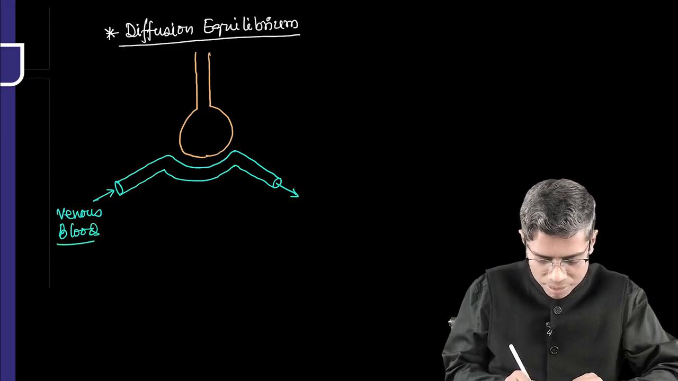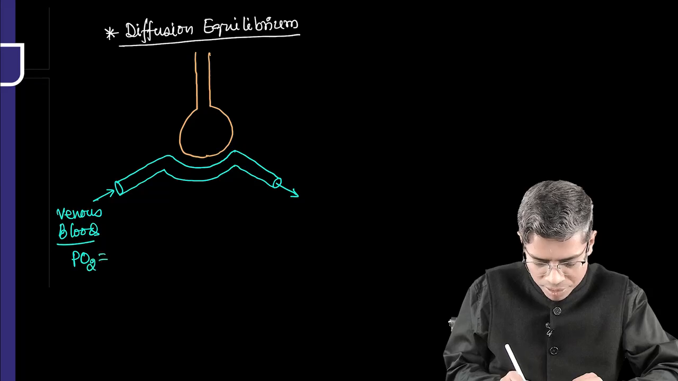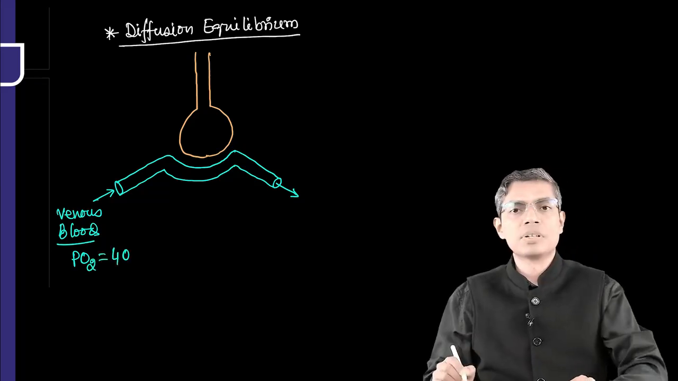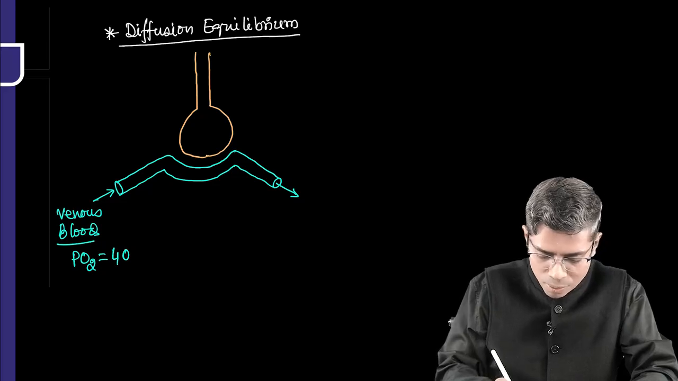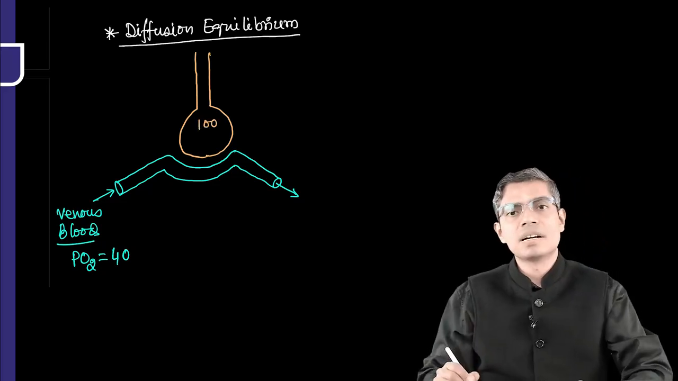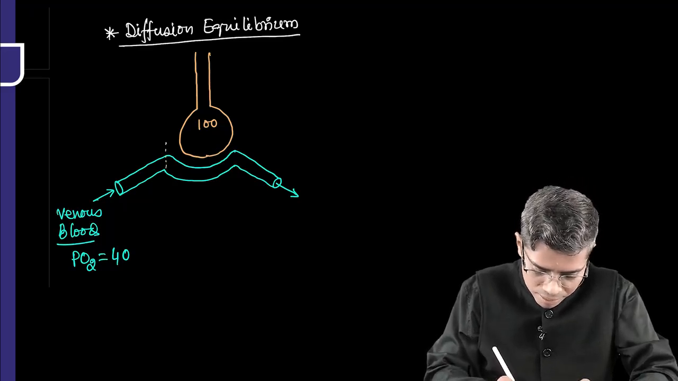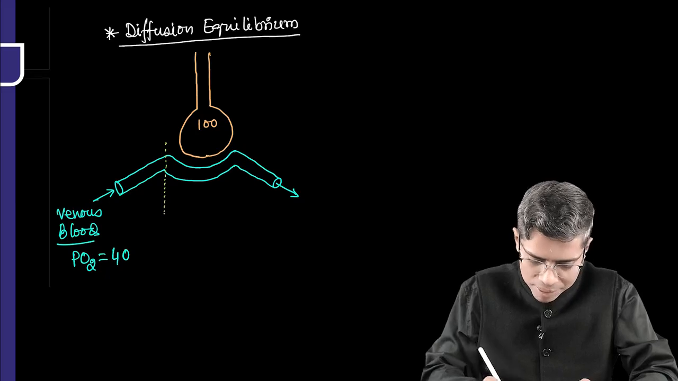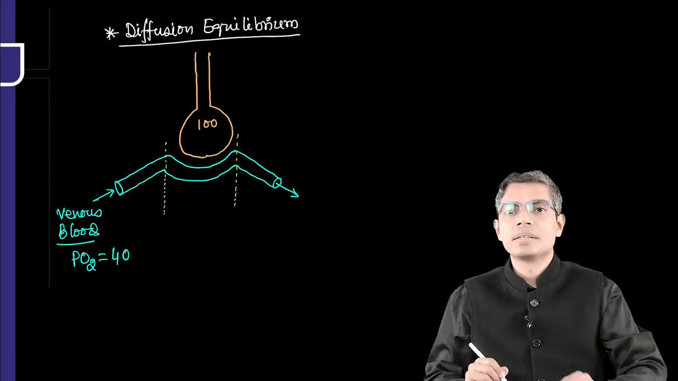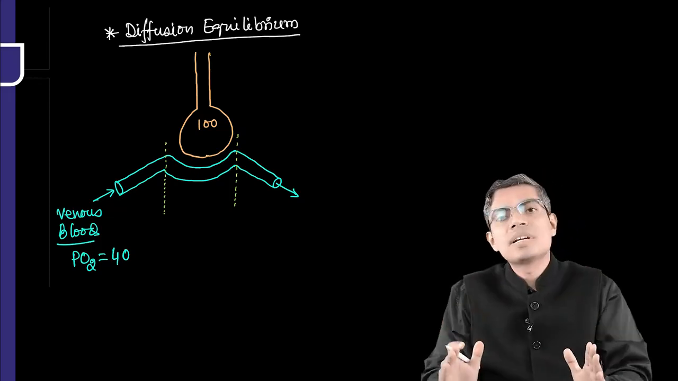I hope you remember that the partial pressure of oxygen here is 40 millimeter of mercury, and the partial pressure of oxygen at the level of alveoli is 100. And also you have to remember that this is the starting point of capillary and this is the ending point of capillary, right? So this is the portion of pulmonary capillary.